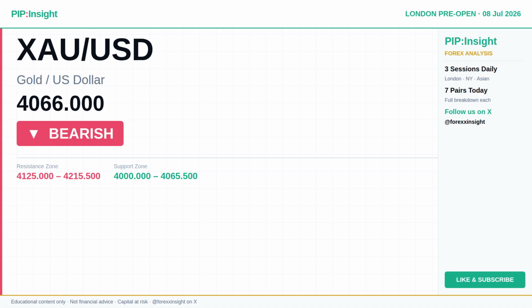Going into the session, the key levels to watch are resistance at $4,125 up to $4,145, and support around $4,045 to $4,065, with the psychologically significant $4,000 level not far below.